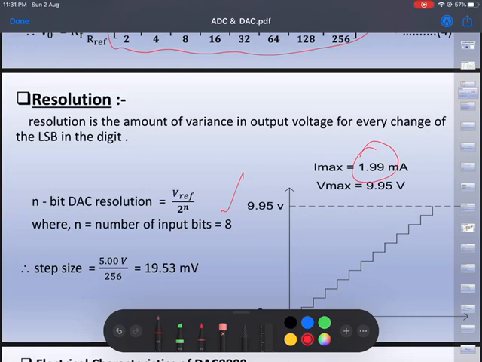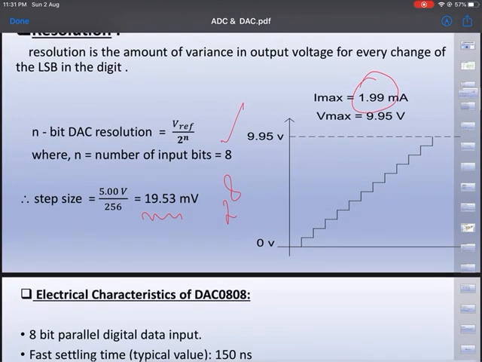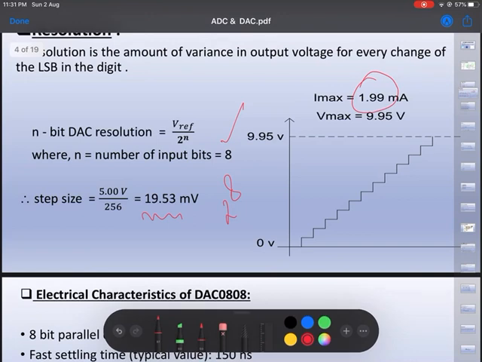Then what exactly is the step size? Total number of steps are 256, because this is 2 to the power 8. 2 to the power 8 gives me 256. 5 divided by 256 gives me 19.53. So each step is equal to 19.53 millivolt. That simply means when I go from 0 value to this first rise, this height is 19.53 millivolt, then next is double of that, and so on.